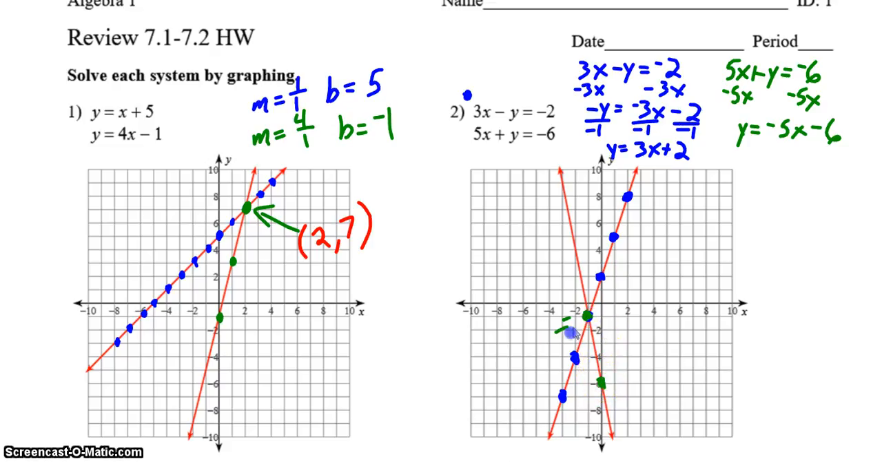And right there, as soon as I do that, they intersect each other. So the intersection point here is negative 1, negative 1. So that's my final answer to that.